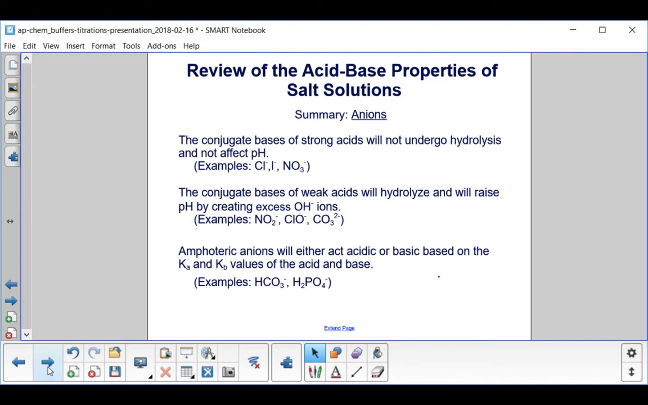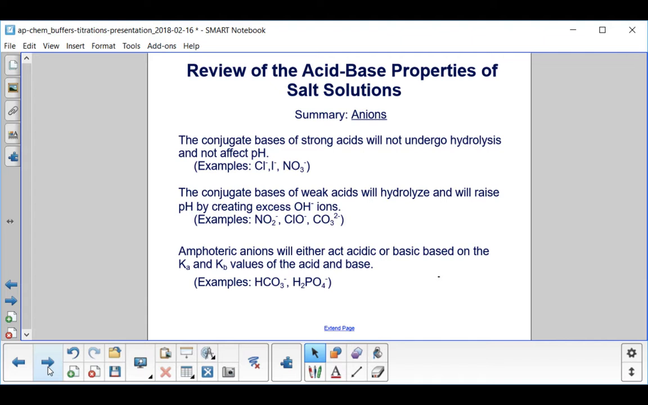A few examples: Cl-, I-, NO3-. But the conjugate bases of weak acids will hydrolyze and will raise the pH by creating excess hydroxide ions. Okay, so remember that if we have something like NO2- in an aqueous solution, it will hydrolyze the water to create the conjugate acid HNO2 and OH-, and the presence of that OH- will raise the pH.